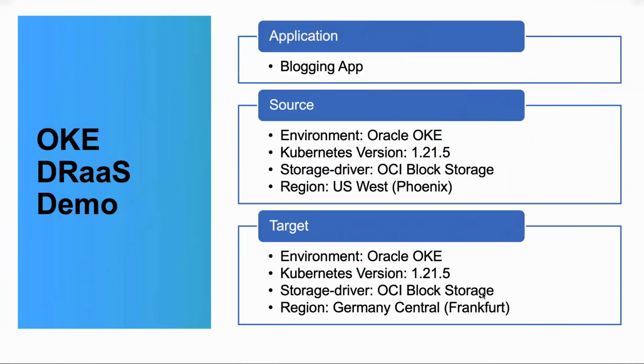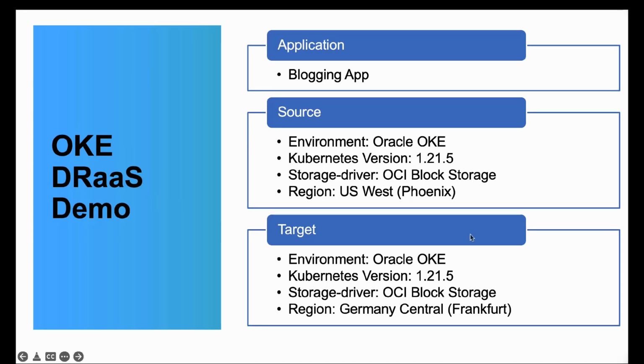Now we'll look at the DR as a service subscription demo, and this is a pre-recorded demo. In this demo, we are going to look at the test web application. We'll set up a DR for it between two OKE clusters. Both Oracle OKE clusters are running as part of the same account, but in different regions. The production cluster is running in US West, while the DR cluster is running in Germany Central.